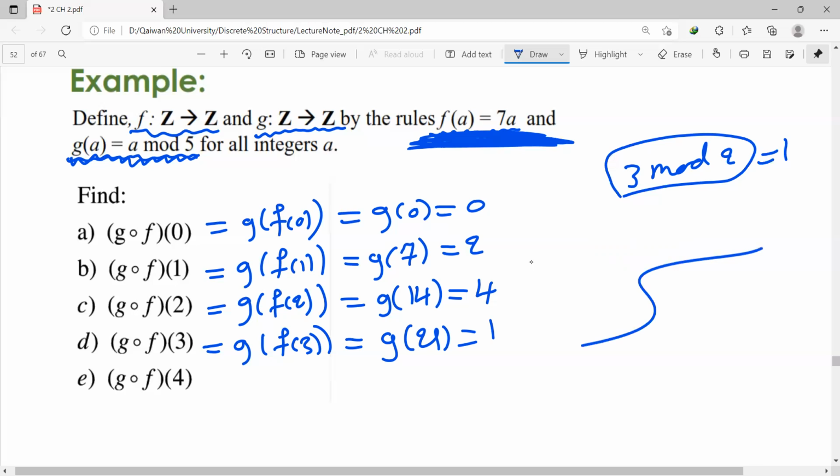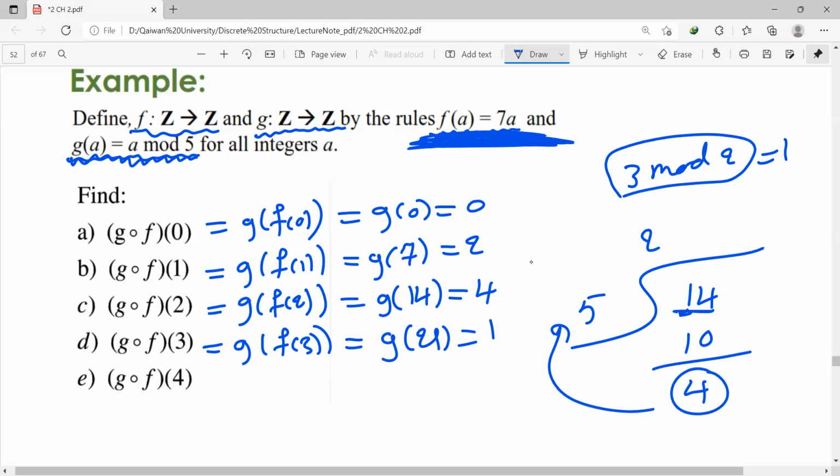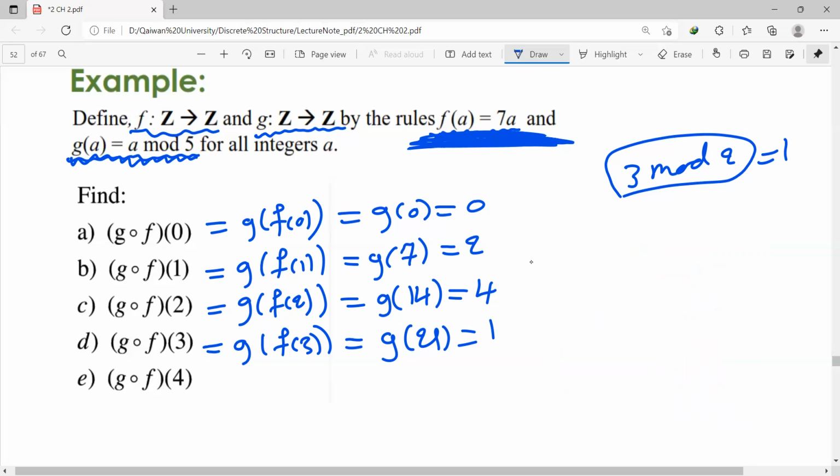Okay, you have 14 divided by 5. We cannot divide 1 by 5, so we take 14 divided by 5, which is 2. 2 times 5 is 10. If we subtract 10 from 14, it's 4. Can we divide this by that? No. What's this number? That's mod, okay. It's the remainder.